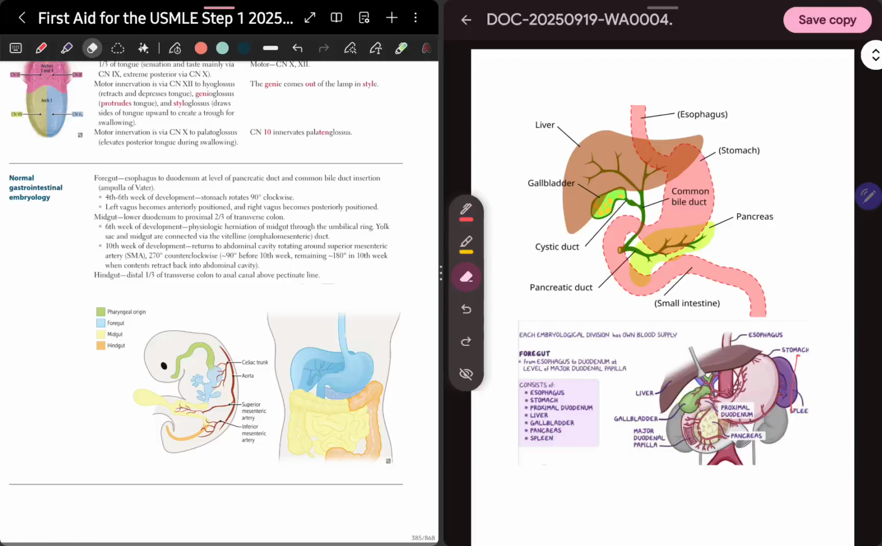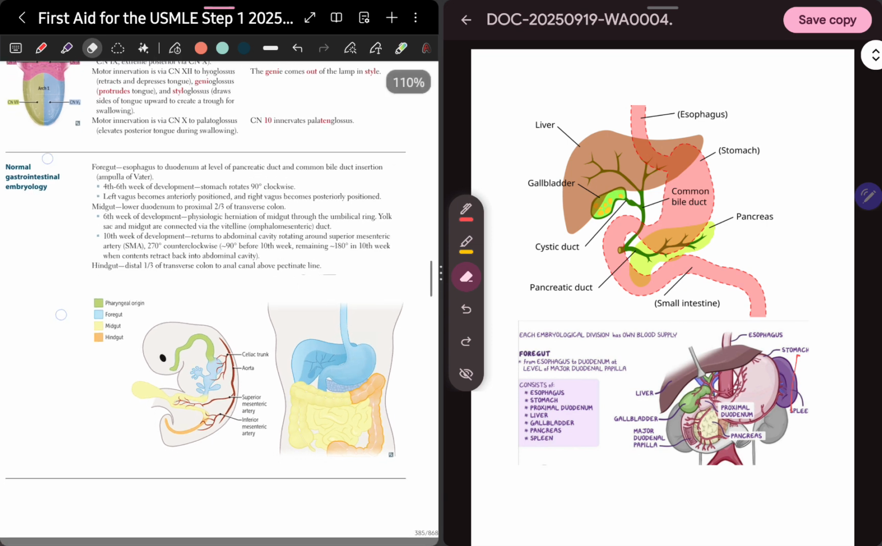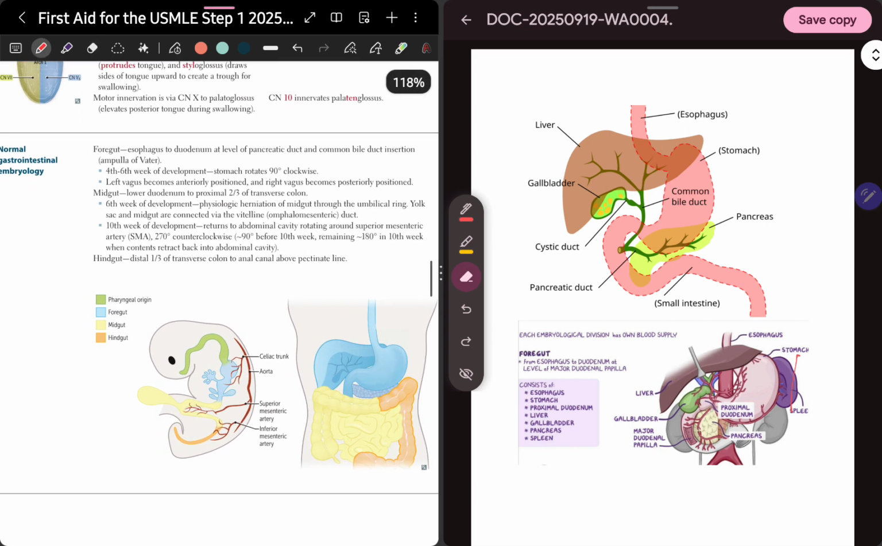Everybody, today we are going to study normal gastrointestinal embryology, first date for the USMLE Step 1 2025. Here we have the three sections we need to cover: the foregut, midgut and hindgut.